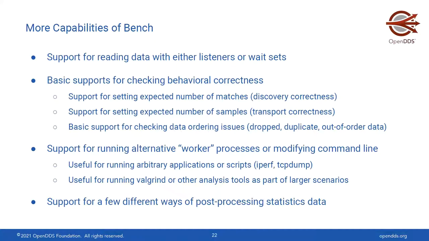It can do basic checks for correctness, and we use that in our CI tests, as well as in our performance tracking. It's not great if OpenDDS is fast but incorrect. So we're checking that everywhere we can. It's got things like checking for the expected number of matches for discovery correctness, expected number of samples for transport correctness, and then also doing things like ordering issues. Was any data dropped? Was any data duplicated? Was any data out of order, etc.? It has to know a little bit about the QoS values being used. So there is some complexity to some of those checks.